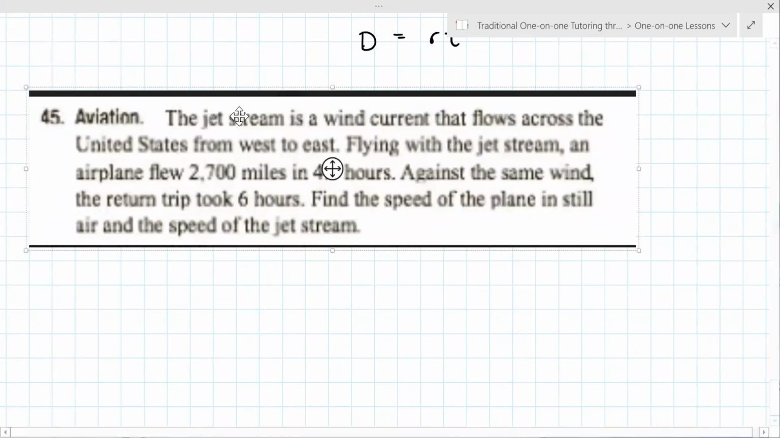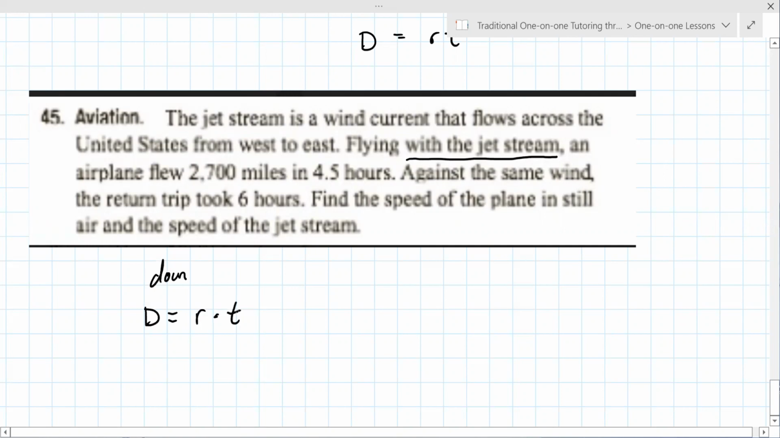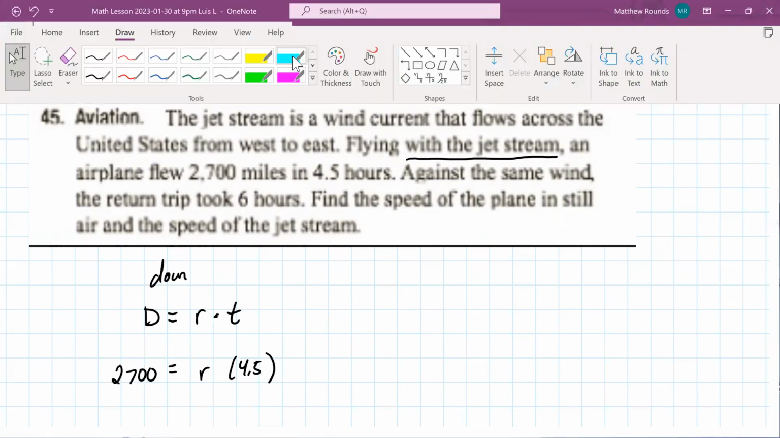So let's read here. The jet stream is a wind current that flows across the United States from west to east. Flying with the jet stream. When it says with the jet stream, that's downwind. An airplane flew 2,700 miles in 4.5 hours. So how far did it fly? 2,700 miles. And how much time did it take? It took 4.5 hours. Do you see how I substituted those numbers into the equation?